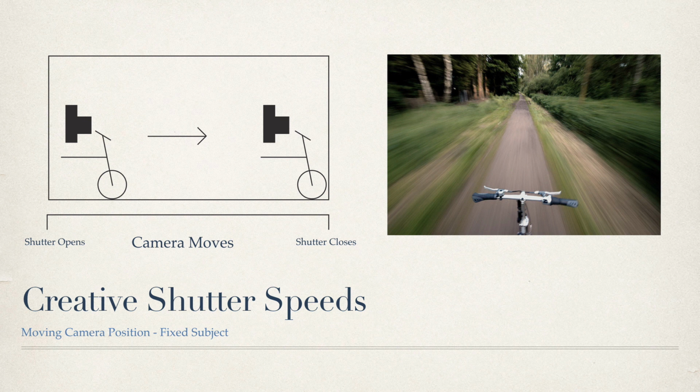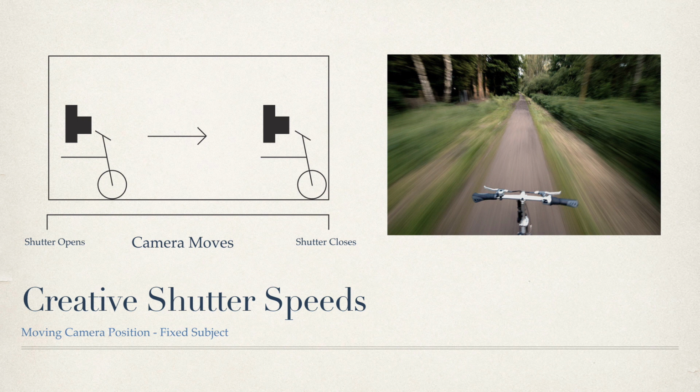So the shutter opens, as you can see here, the camera moves, and then the shutter closes. Well, the handlebars didn't really move hardly at all in that shot, but the scene around is flying by. So something really cool that you can try, and I'd encourage you to go out and try this, maybe with a car or whatever. All right, so hopefully this gives you some ideas of some things that you can do when it comes to blurring action.